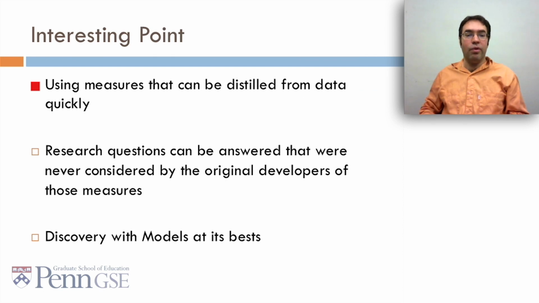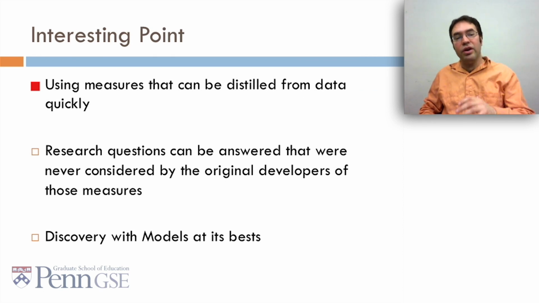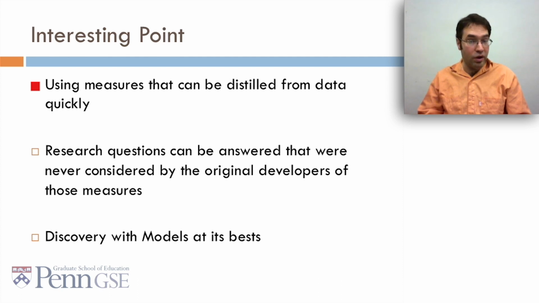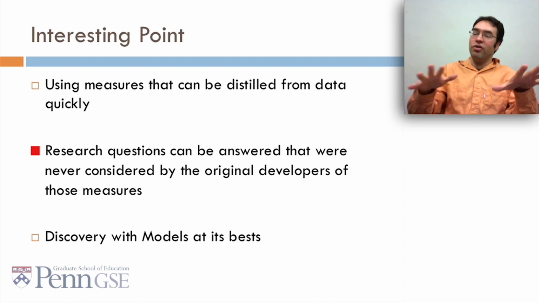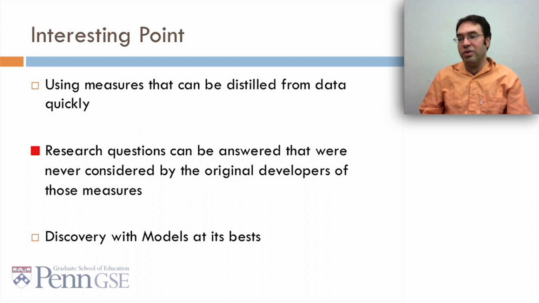So this is an interesting point, by the way. What they're doing here is using measures that can be distilled from data quickly. And I want to point out that the original developers of all these social network measures were not thinking about predicting who was going to be good in medical school.